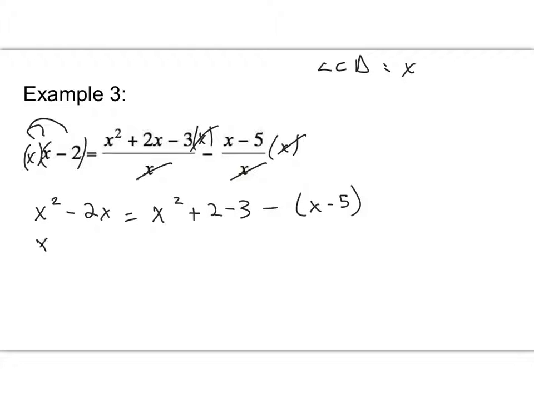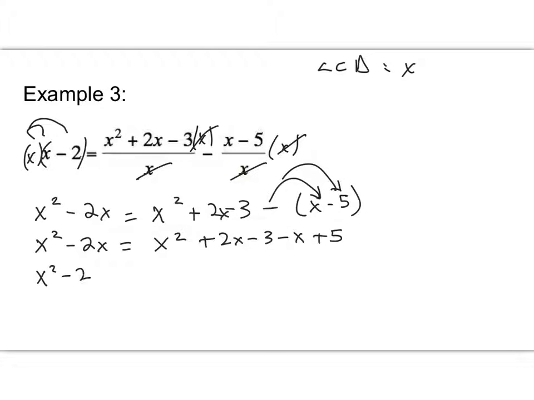All right, I'm going to simplify everything that I can now that I've gotten rid of the fraction. Oops, I forgot an x there. So that'd be plus 2x minus 3 minus x plus 5, because I need to distribute this to both of those terms. And I've combined the negative 3 and the positive 5 to give me plus 2.